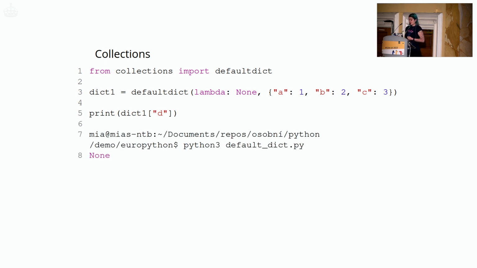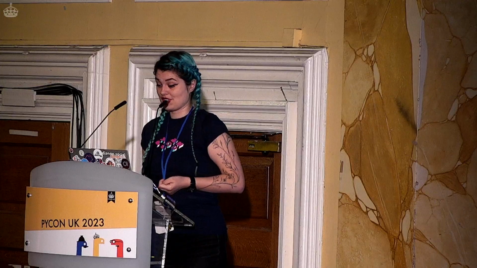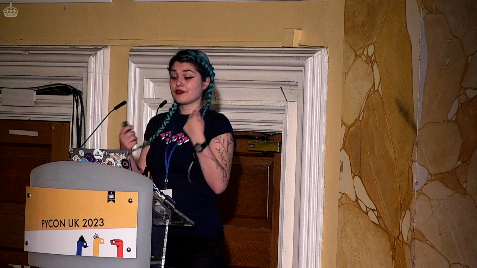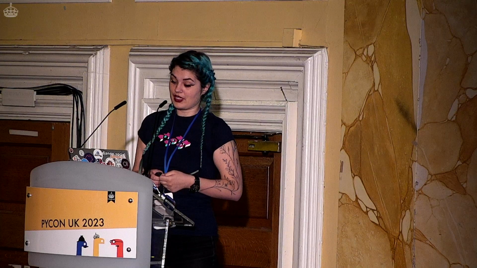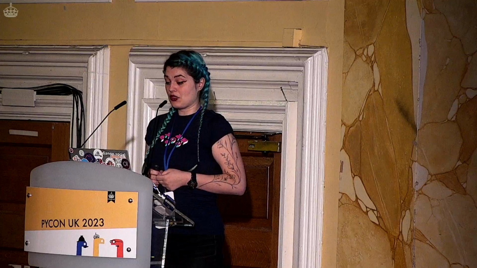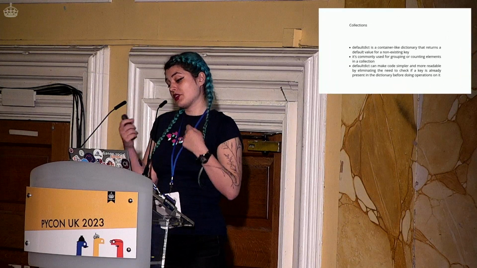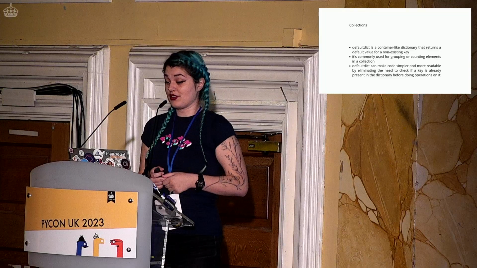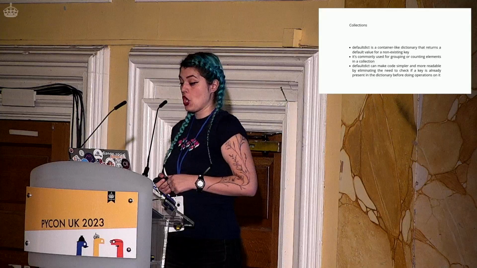And if we run it and try to access the value for a key that doesn't exist yet in the dictionary, we can see that it returns None. So defaultdict is a container-like dictionary that returns a default value for a non-existing key. It is commonly used for grouping or counting elements in a collection, and it can make code simpler and more readable by eliminating the need to check if a key is already present in the dictionary before doing operations on it.